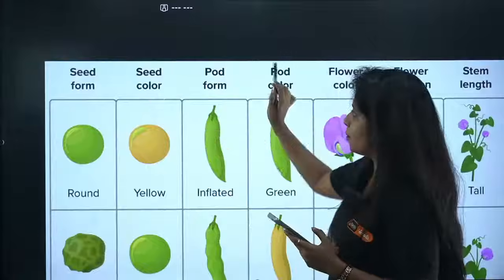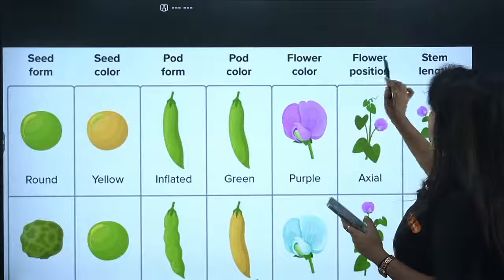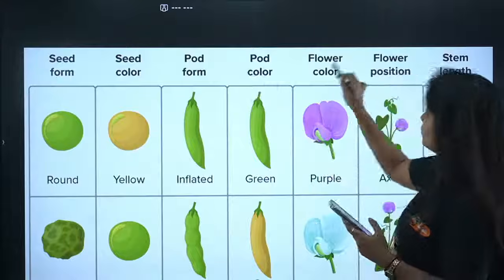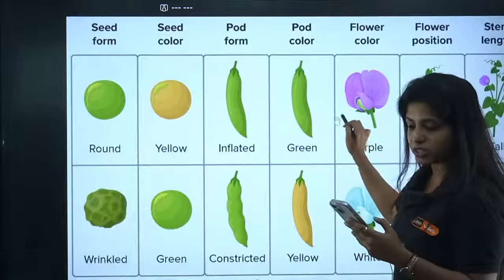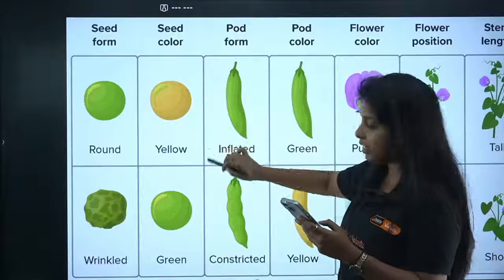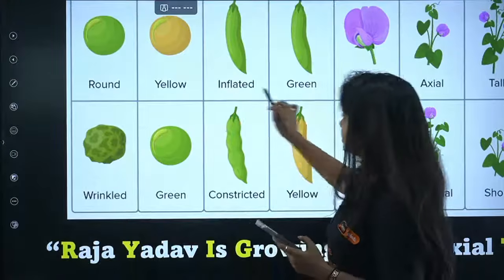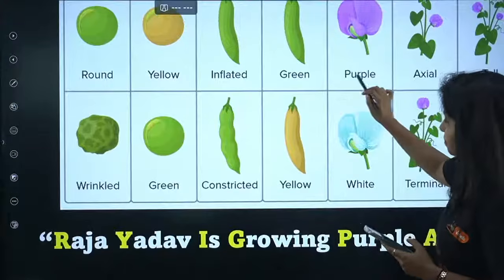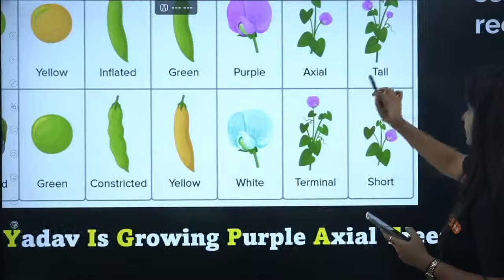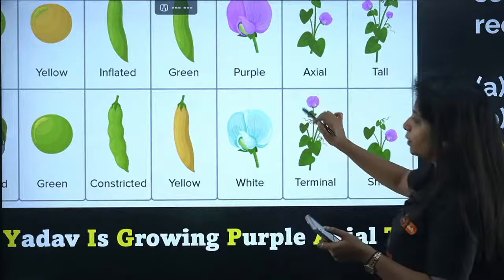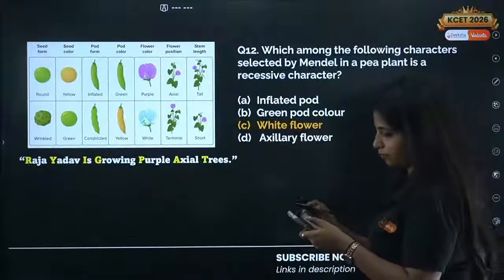Now over here, my dear children, first of all you have to write seed form, seed color, pod form, pod color, and then flower color, flower position, and stem length. So all of them have a pair: seed, seed, pod, pod, flower, flower, and stem. So first start with the seed. Now over here, Raja Yadav is growing purple axial trees. So these are all the dominant ones, and the recessive ones are given below.